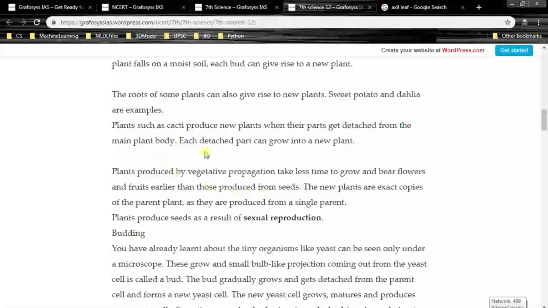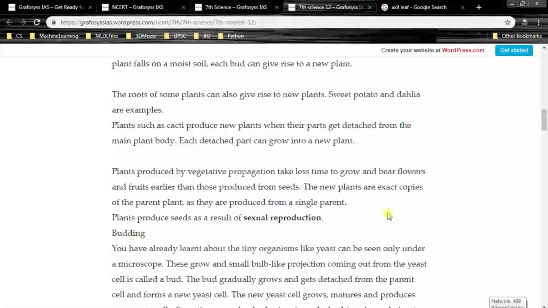Right. So this is the asexual reproduction, in which vegetative parts are used to grow new plants. Plants produce seeds as a result of sexual reproduction.